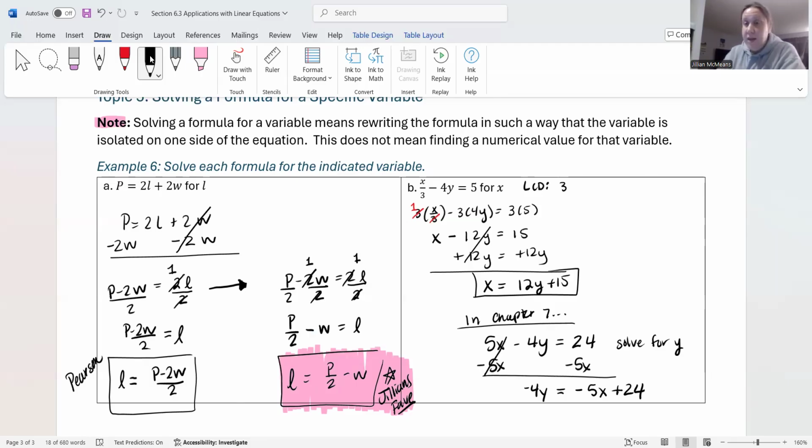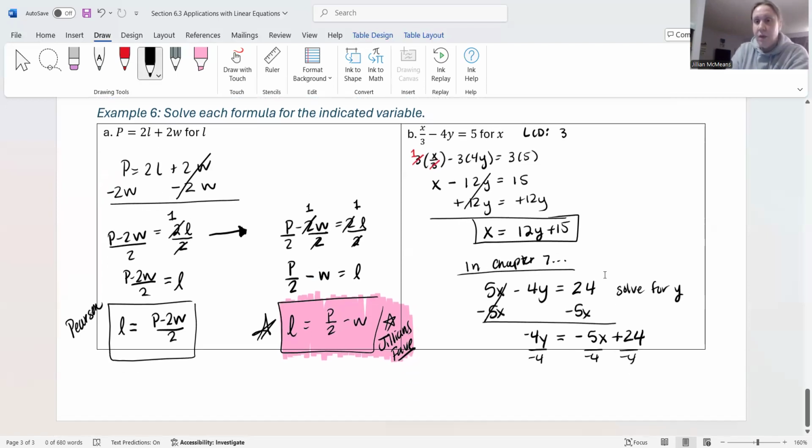All right. And then I need to undo the multiplication of negative 4 and y. So this is where you do it Jillian's way, this like super highlighted in pink. Don't divide both sides by negative 4, divide each term by negative 4. So we divide each term by negative 4. Give myself a teeny tiny bit more room. All right, so on the left, negative 4 divided by itself is just 1, so I'm left with y equals. And then negative 5 divided by negative 4, just leave it as a fraction. We would get positive 5/4 x. And then 24 divided by negative 4 would be minus 6.